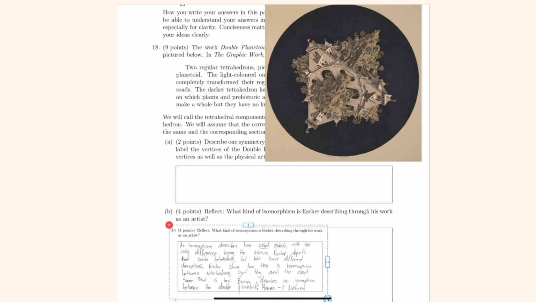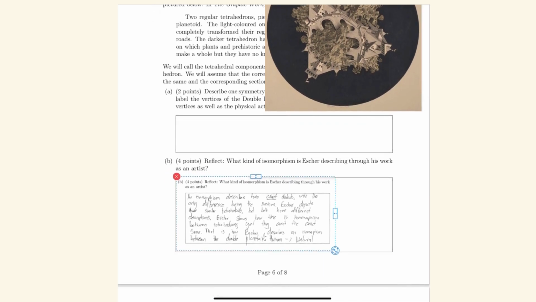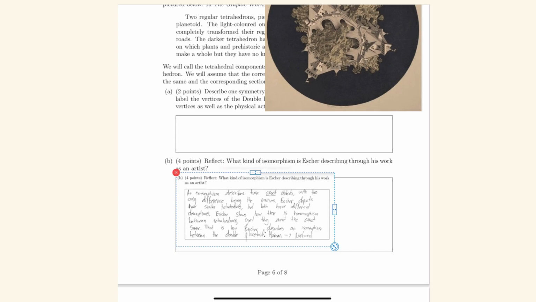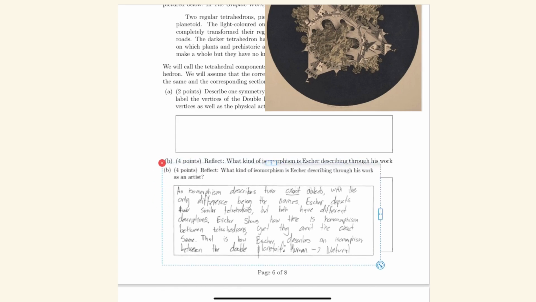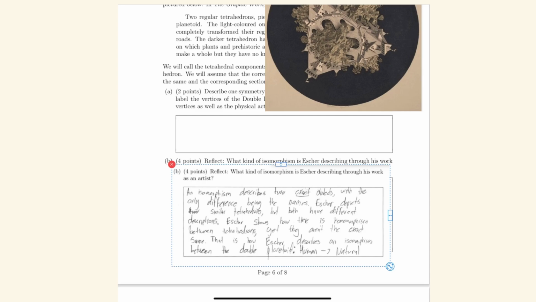So here's one. An isomorphism describes two exact objects with the only difference being the names. Escher depicts two similar tetrahedrons, but both have different descriptions. Escher shows that there is a homomorphism between tetrahedrons, but they aren't exactly the same. This is how Escher describes an isomorphism between double planetoids, human to natural.